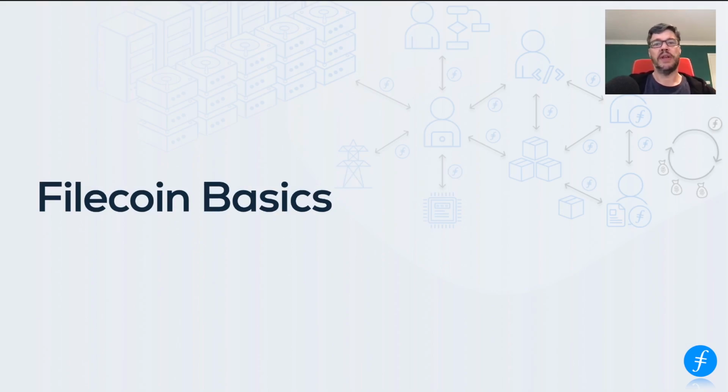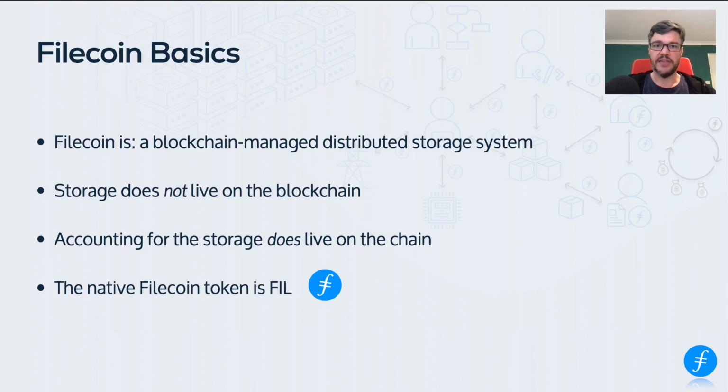So Filecoin is a blockchain managed distributed storage system. So the important part of that is that the blockchain manages the storage. The blockchain doesn't own the storage. So this blockchain isn't just full of petabytes of data. Although the blockchain is big, it doesn't actually contain the storage. The accounting for the storage lives on the chain, but the storage doesn't live on the chain. And I'll explain more of that as we go on. The native Filecoin token is FIL, F-I-L, and there's a little symbol that's often used for it as well.